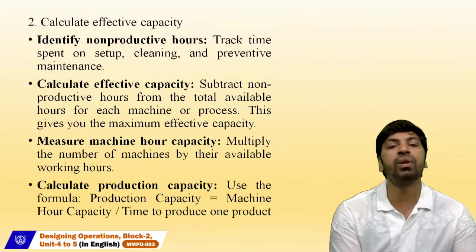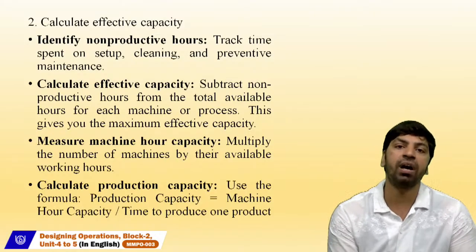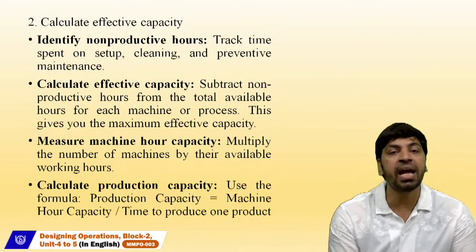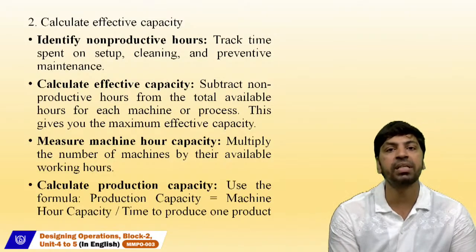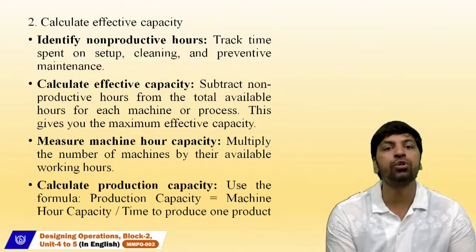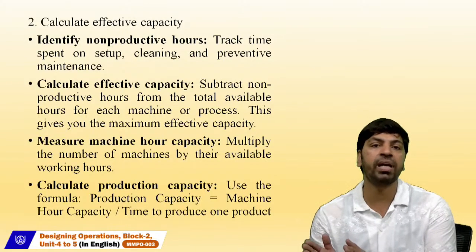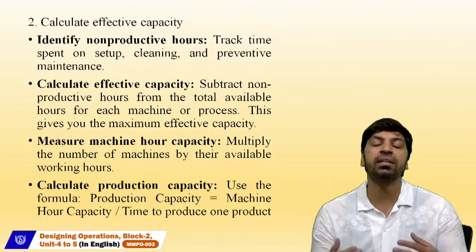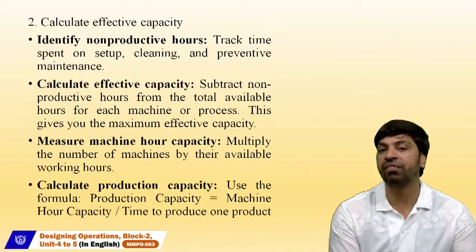Next is to calculate the effective capacity. Identify the non-productive hours, that is, track the time spent on setup, cleaning, and preventive maintenance. Then calculate the effective capacity: subtract the non-productive hours from the total available hours. So if the total available hours are 100 and non-productive hours are 20, then subtracting gives 80 hours. And 80 hours is our effective capacity.